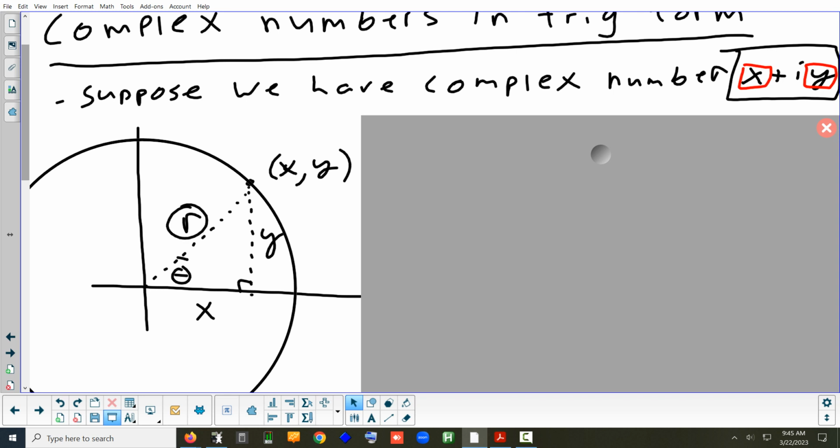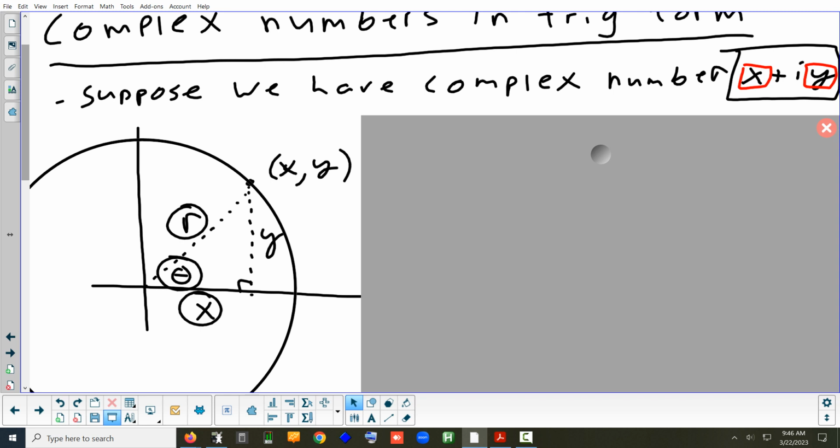These are the two things that we need to use when you write a number in trig form. How far are you from the origin? So r is like the absolute value. And what's the angle that you rotated counterclockwise?